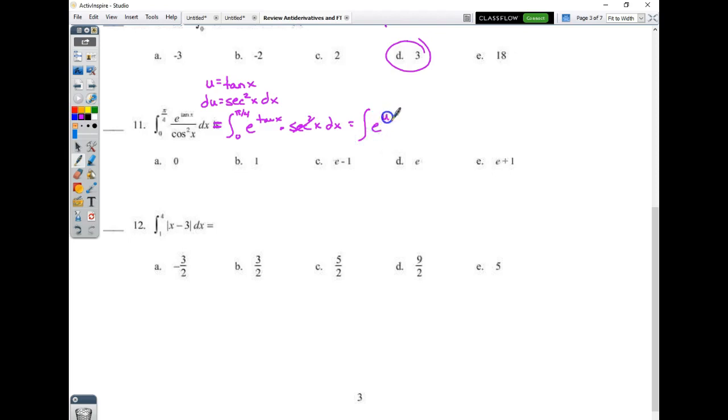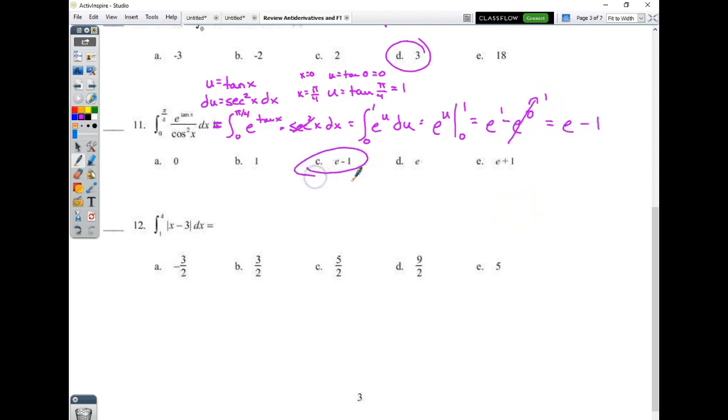This becomes e to the u du, and I have to evaluate. When x is 0, I need to figure out u, which is the tangent of 0, which in this case is 0. And I need to evaluate x at pi fourths. So u is my tangent of pi fourths, which in this case is 1. So when I look at the question, I simply get e to the u evaluated from 0 to 1, or e to the 1 minus e to the 0, which is 1, e minus 1. C has to be our solution.